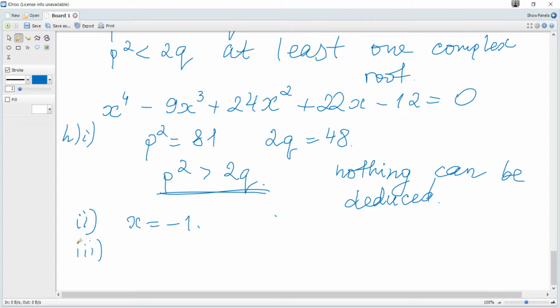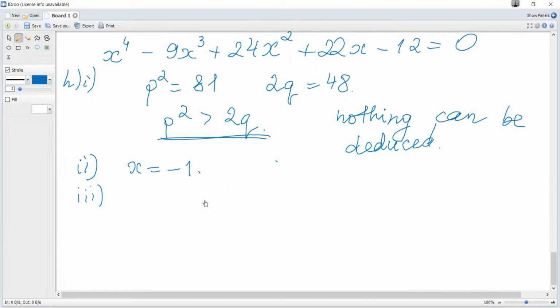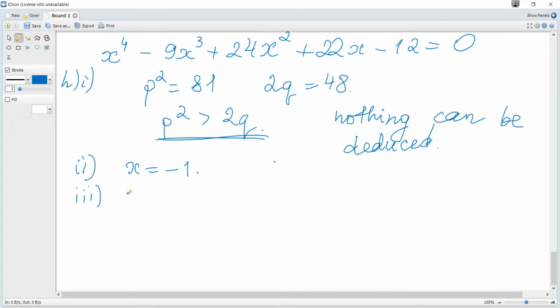Next, by writing x to the power 4 minus 9x cubed, it means this polynomial, as a product of one linear and one cubic factor, prove that the equation has at least one complex root. So we need to rewrite it, and according to the remainder theorem, it can be rewritten as x plus 1 multiplied by another polynomial. And to find this other polynomial, we need to divide the given polynomial by x plus 1.